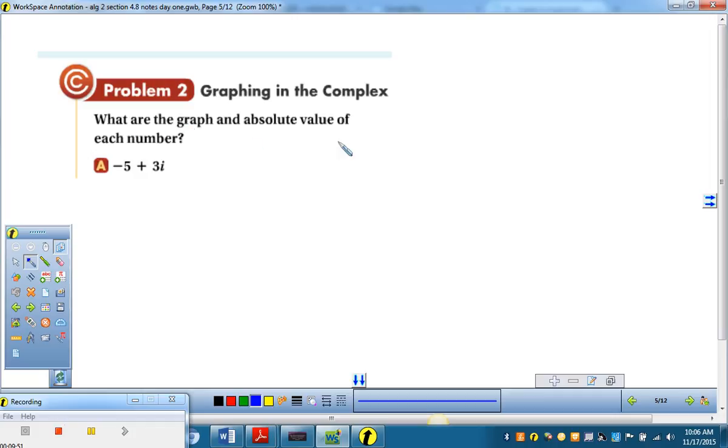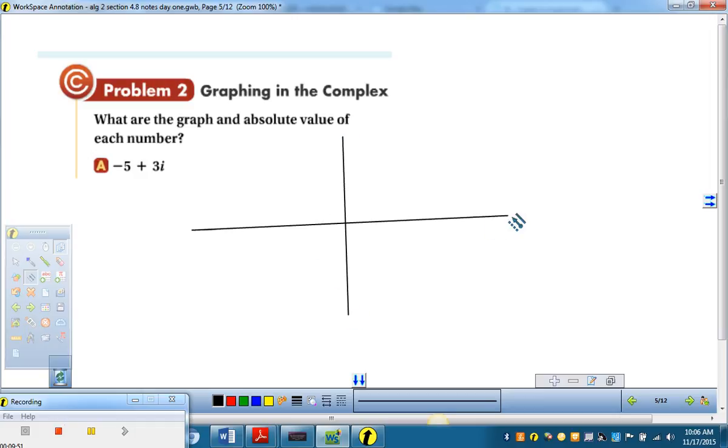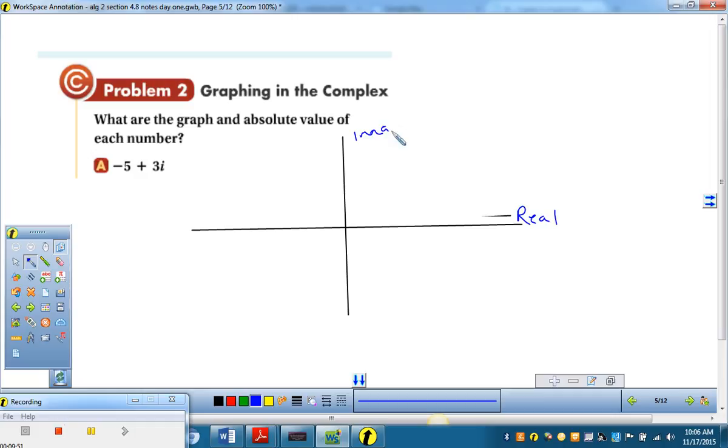All right. So what are the graph and the absolute value of this number? So right now I want you to sketch it. We have our axes. We have real and imaginary. And we go -5 in the real, and +3 in the imaginary.